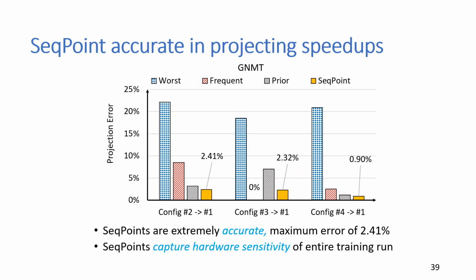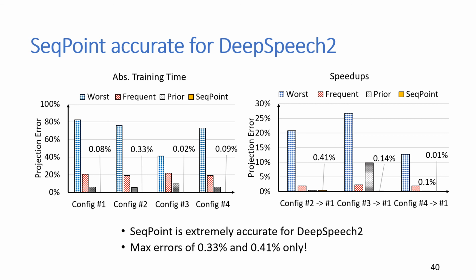Next, we compare SeqPoint's ability in projecting speedups with changing hardware configurations. Here we plot the difference between the projected and the actual speedups. Similar to the previous plots, SeqPoint outperforms other techniques in projecting speedups, implying that SeqPoints are able to capture the hardware sensitivity of the entire training run. Plots in this slide show the errors in projecting total training time and speedups using SeqPoint for Deep Speech 2. Similar to the case with GNMT, SeqPoint outperforms other techniques in projecting both these metrics for Deep Speech 2, with a maximum error of 0.33 and 0.41% only.